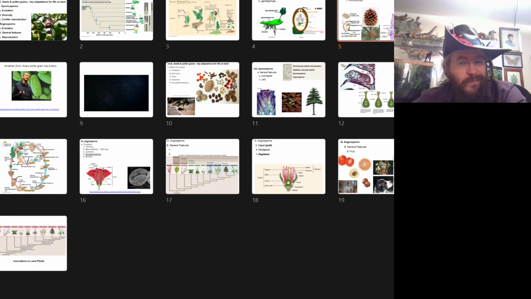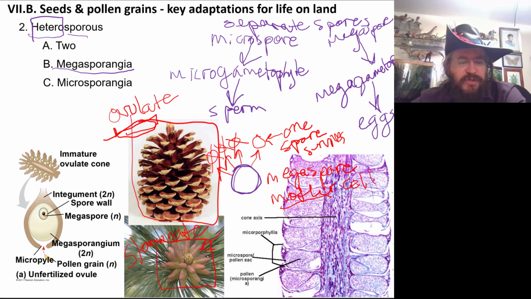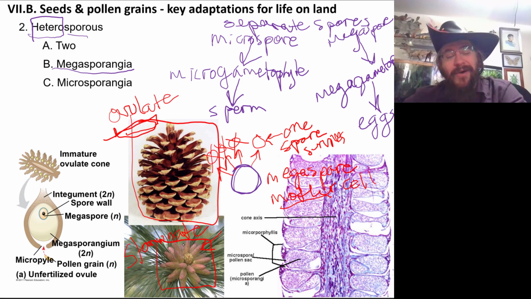Okay, so let's ask two questions. One, I said it makes sense. Why are staminate cones at the tips of branches? So, why are our pollen producing structures at the tips of our branches? Shout out, yell, make the people around you confused as to why you're talking to the computer screen.